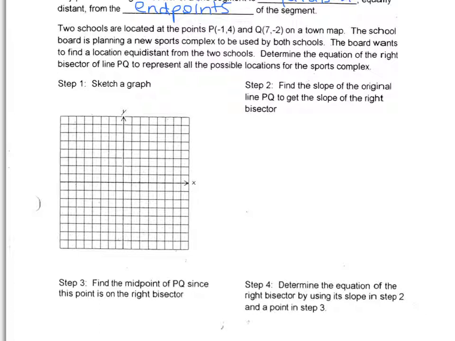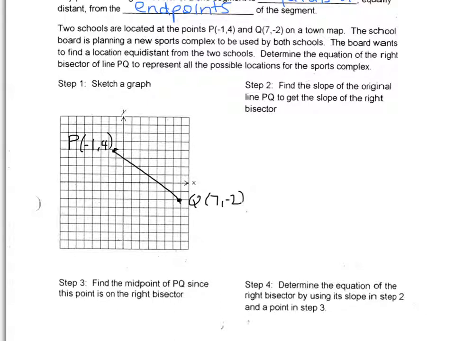We have endpoints (-1, 4). And we'll make sure we mark them with their letters and with the coordinates, and (7, -2), approximately there on our grid. Now I've drawn that line segment there the best I can. I've got no ruler on this app, but we're going to do the best we can with what we have. So you're going to use your ruler and you're going to connect those two endpoints to form the line segment, and then we're going to try to sketch our perpendicular bisector.